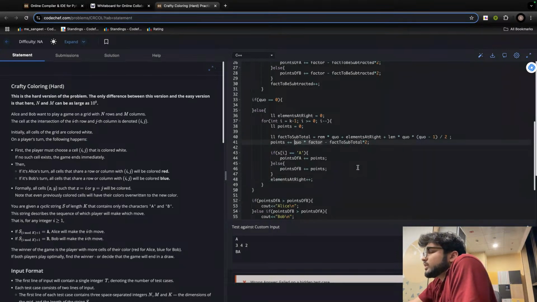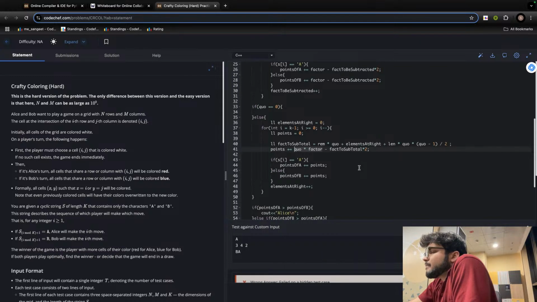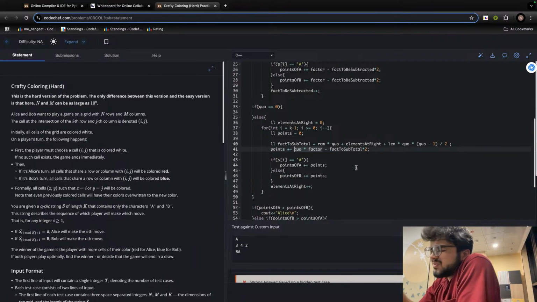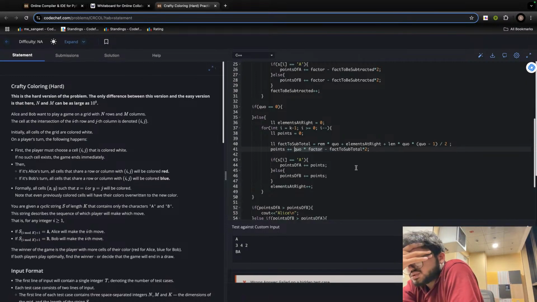Quotient into factor. Are we sure quotient into factor? Hmm. So factor, or factor. Again, this will have some things to subtract. What will be those things?